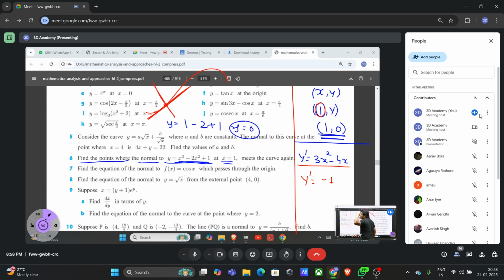But I want gradient of normal, and this is the gradient of tangent. So what do I do? It will become the negative reciprocal. So negative reciprocal of minus 1 is 1 only. So now see, you have the gradient of normal and the point through which the line passes. So y equals mx plus c. You already know y coordinate is 0, gradient is 1, x coordinate is 1. So c comes out to be minus 1. So y equals m times x plus c, that is y equals x minus 1. So this is the equation of the normal.